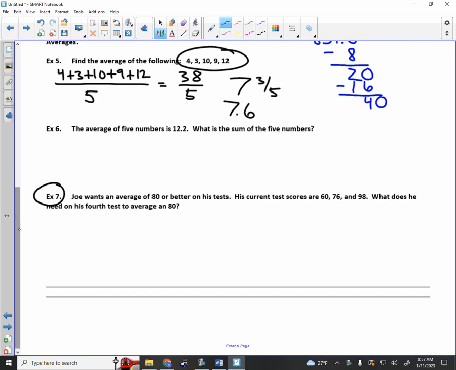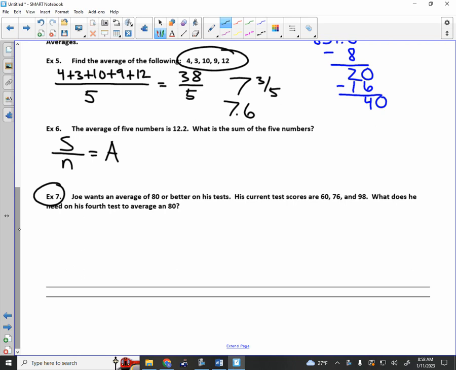It says the average of 5 numbers is 12.2. What is the sum of the 5 numbers? So I'm going to take an equation. What we do to find an average is we take the sum and we divide it by the number of things that we add, and we get the average. Everybody okay with us using that as a basic representation of what average means?